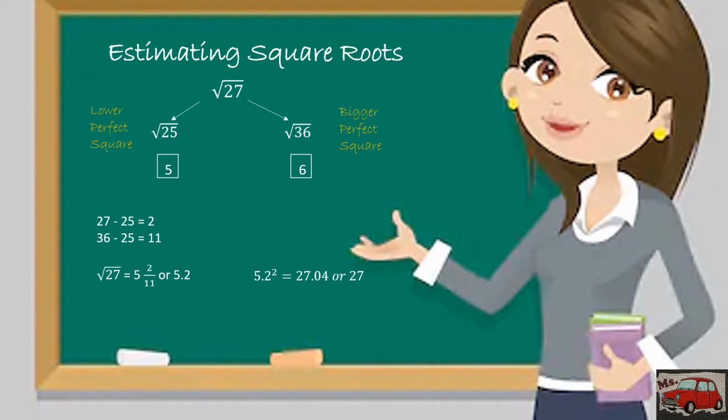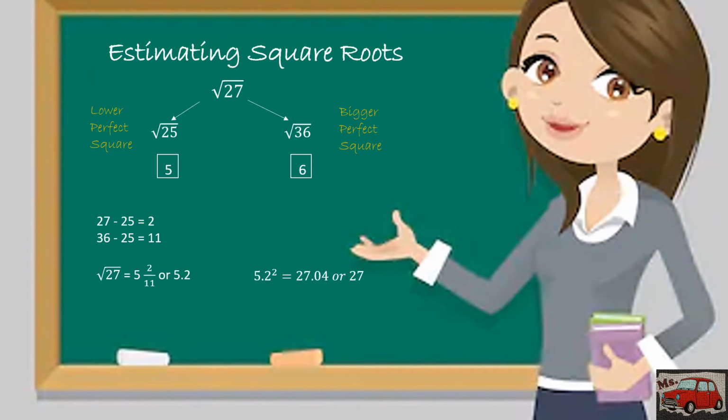Okay? The next step is we need to minus the 27 and the lower perfect square, which is 25, then we have 2. Next, we need to minus the perfect square 36 and the lower square 25, which is 11. Then after that, let's make it into fraction, yung 2 and 11, so we have 2 over 11. So our answer is this square root of the lower perfect square, which is 5, and the fraction 2 over 11. Or, if we will convert the fraction into decimal, our answer is 5.2.